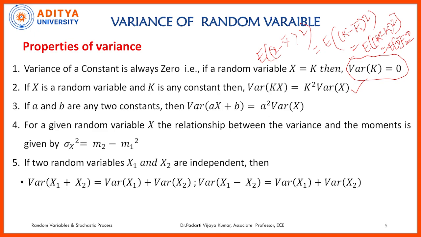Similarly, the second property, also very useful in solving the problems: variance of kx is E of (kx minus the mean of kx) whole square. We know that expectation of kx is k into expectation of x. Applying that, we get k square into E of (x minus x bar) whole square, which is nothing but the variance. Combining the two properties, the third property is: if a and b are any two constants, then variance of ax plus b is equal to a square into variance of x. We know that the variance of b is 0, that's why it is not shown here.